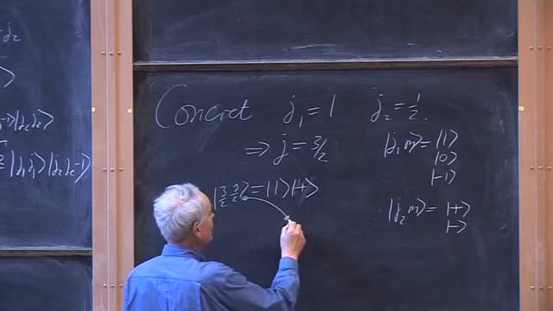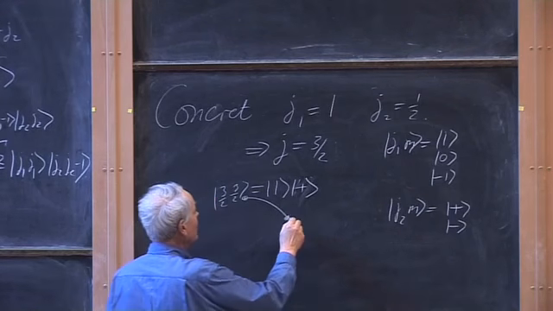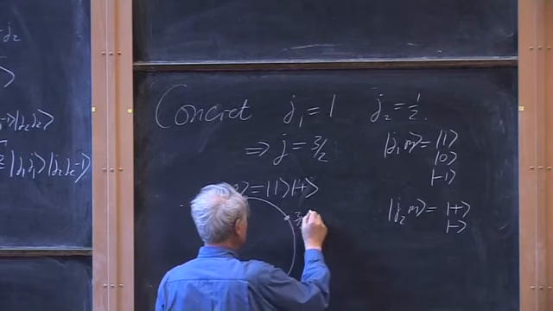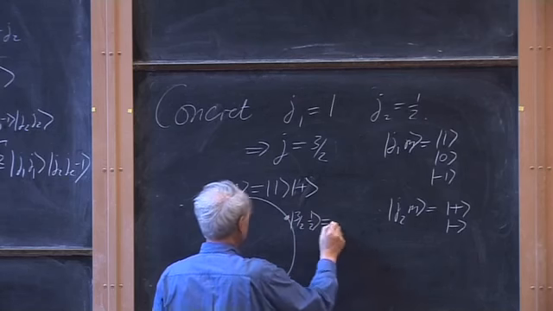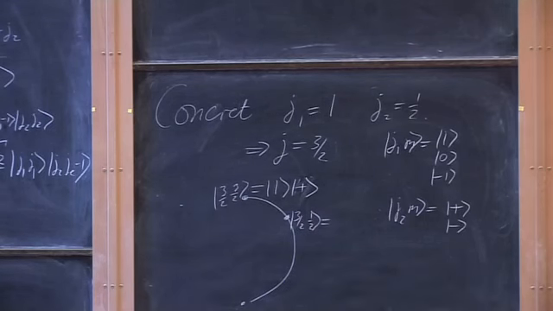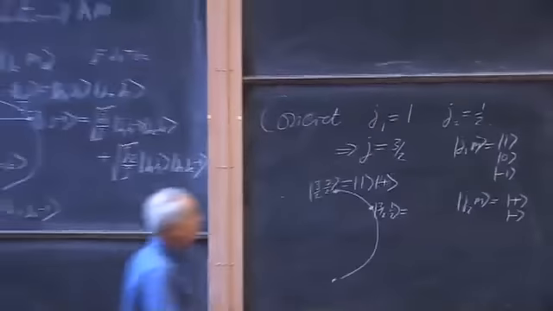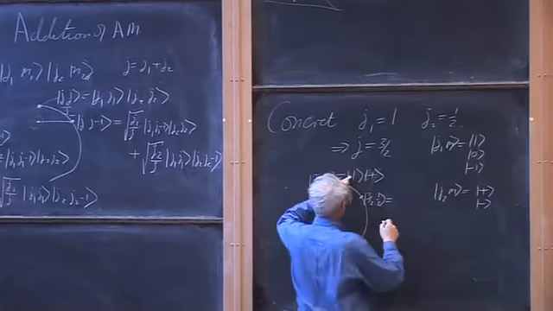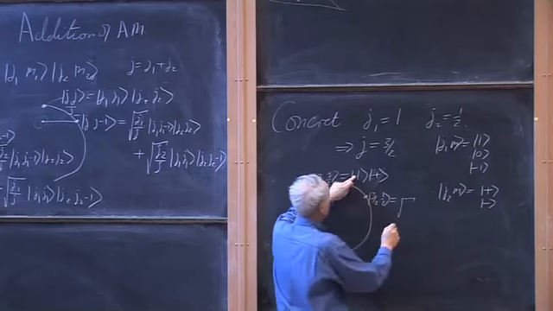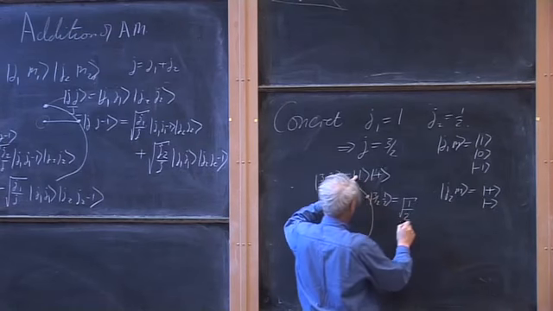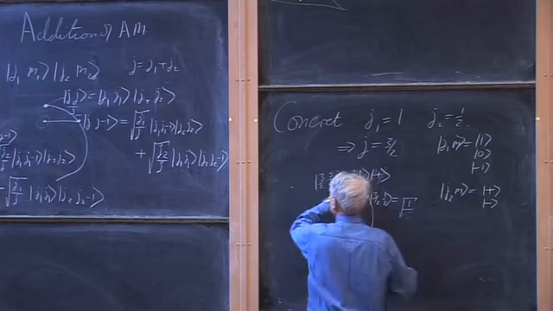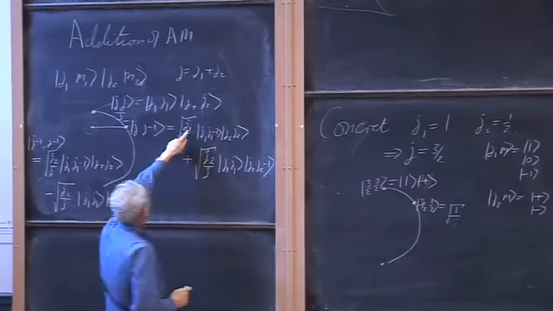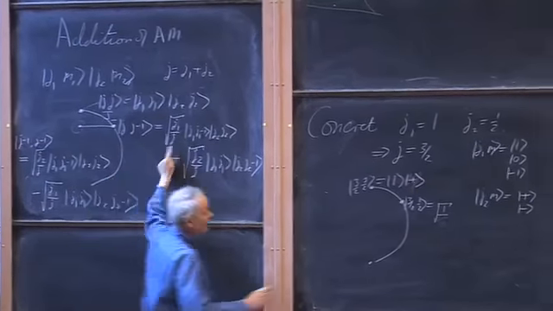If we would come down here, what would we have? We would have 3/2, 1/2, right? That's because j is 3/2. And what would it be? It would be the square root of 1/2. Sorry, not at all true. It would be j1, which is 1, over j, which is 3/2.